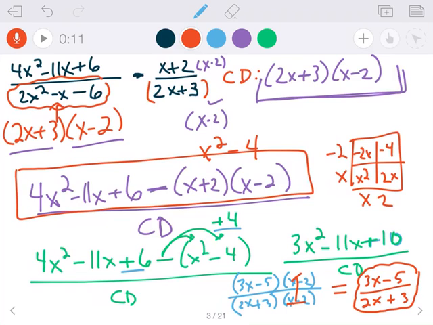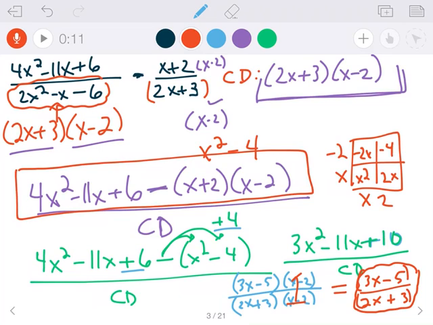So that's it for simplifying the rational expression. I cannot simplify this anymore because these are not being multiplied. We have a minus sign and a plus sign between them. So the top is one whole factor and the bottom is one whole factor, and they're not the same factors, so we can't make a giant 1.